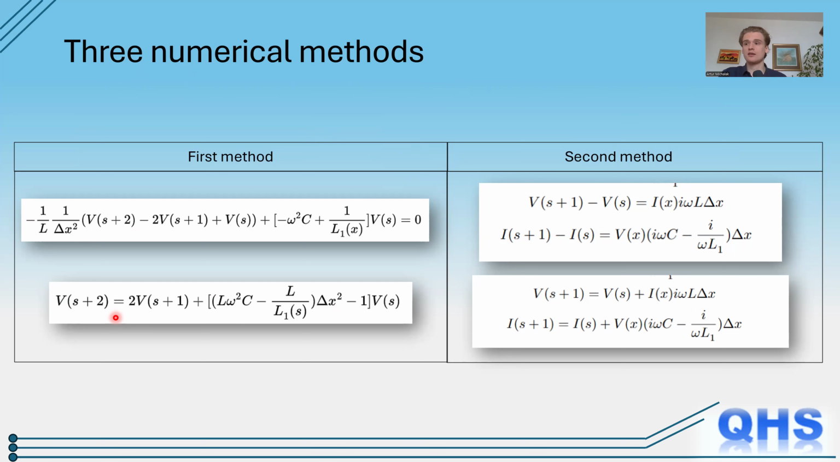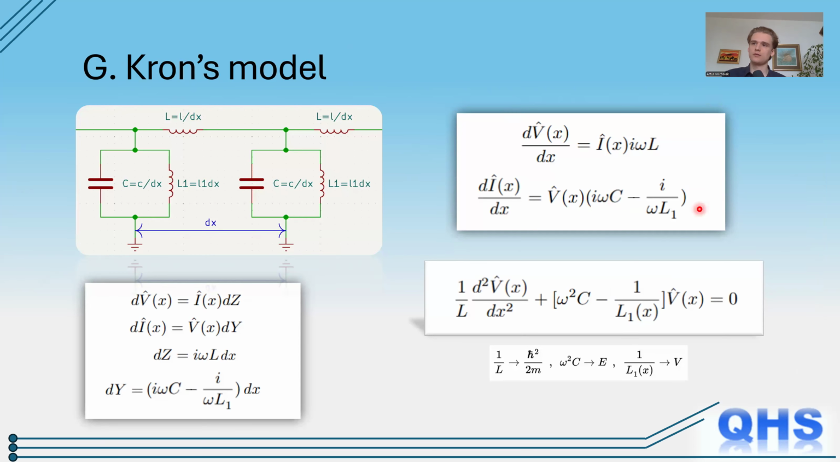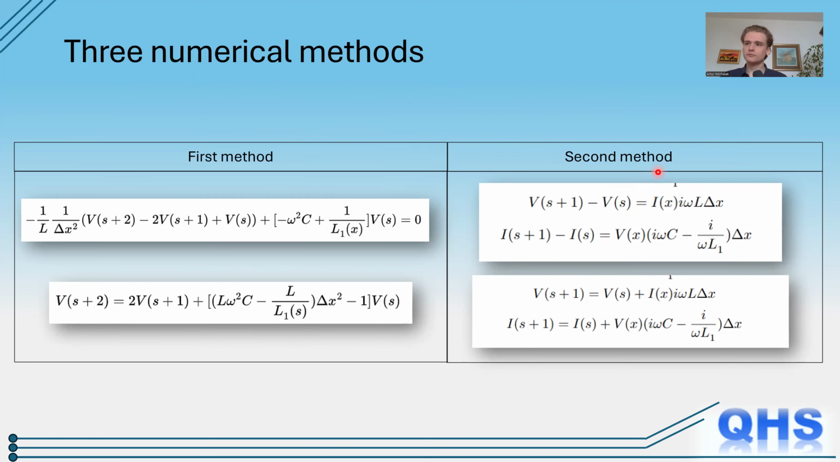The second method applies Euler's method directly to the system of two ODEs, which was shown here. After a few transformations, we get equations for the next values of voltage and current, and that's our second numerical method.